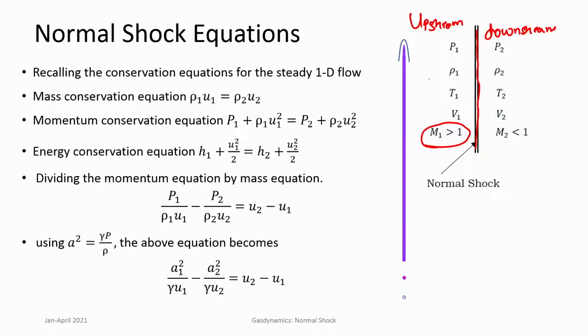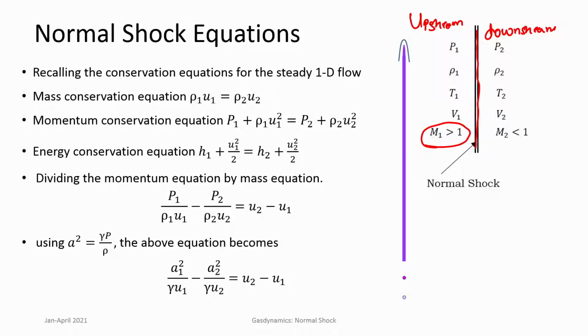Now this is a one dimensional flow, and there is no heat transfer or work done, so it is an adiabatic flow. Please make note, it is an adiabatic flow. As we do the equations, we will find out that shocks generate entropy. So it is not an isentropic flow, or it is not an isentropic process.